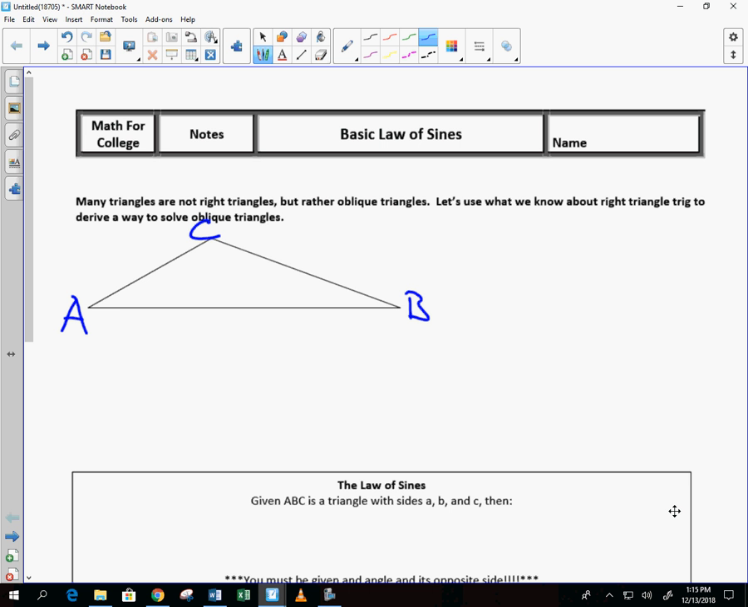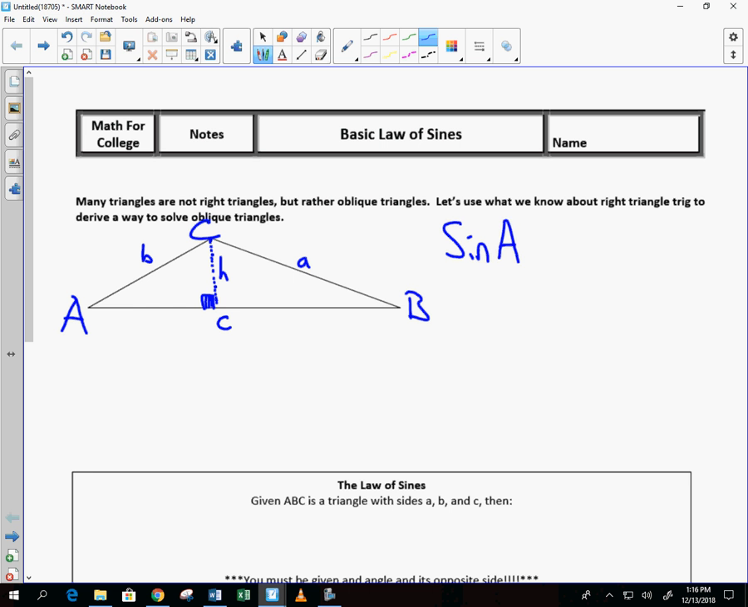I'm going to call this side A, and I'm going to call this side B. And then this side would be C. And I am going to make a right triangle by dropping what we call an altitude, and we'll call this height H. And we're going to get rid of that right angle in a second, but first I'm going to use it for my benefit. And I'm going to write two formulas down.